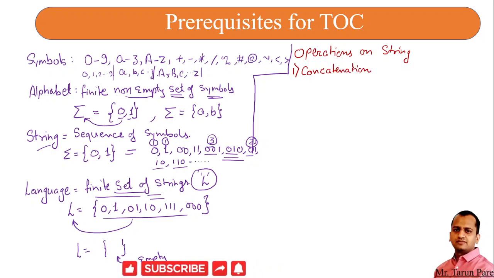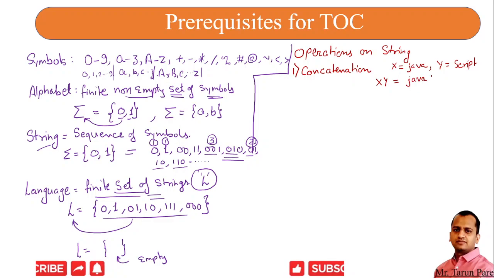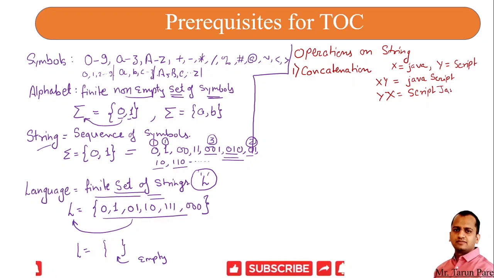Okay, in this we concatenate two different strings. Suppose there is a string x containing the string Java, and there is another string y that is script. If you concatenate x and y, it will give the result Javascript, or if we write it in the form yx, it will give scriptJava. So this is what the concatenation rule says.